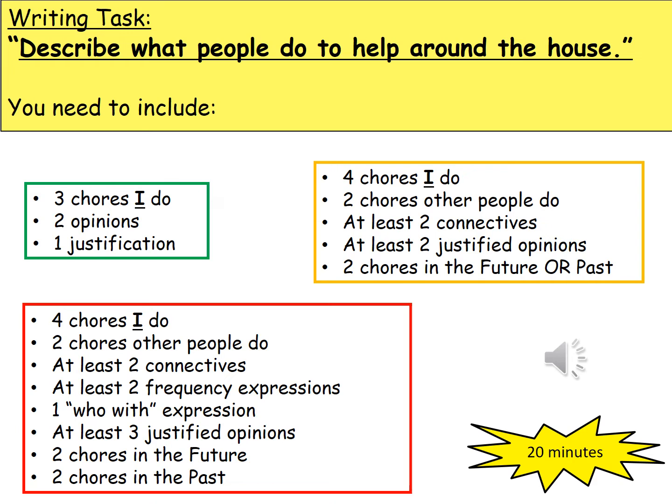So I only need the best that you can do. So you can start with writing the green box. So 3 chores I do, 2 opinions and 1 justification. And then add from the next box, the amber box, whatever amount is required for the second box. So for example, in the green box, it says 3 chores I do, but in the amber box, it says 4 chores I do. So from the green to the amber, you need to add 1 more chore.